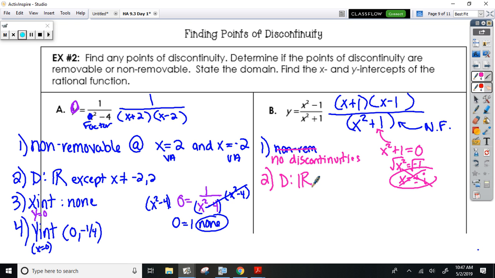We can graph this too if you want to see what it looks like. X-intercept and our y-intercept. And let's do the y-intercept first since it's the easy one. If you go back and plug 0 in for x, you can do it in either the factored form or the non-factored form. You'll get 0 squared minus 1, which is negative 1. 0 squared plus 1, which is positive 1. And when we divide those, we'll get negative 1. So this would be (0, negative 1) for my y-intercept.